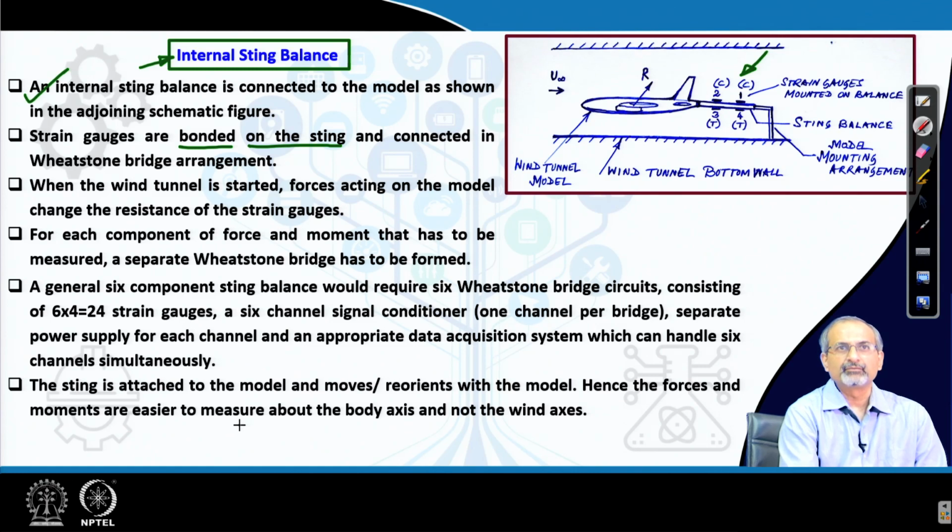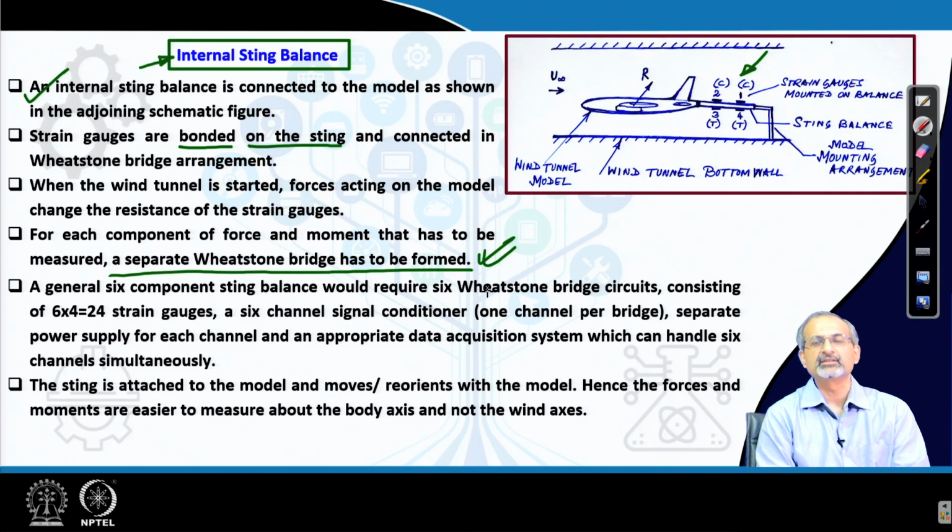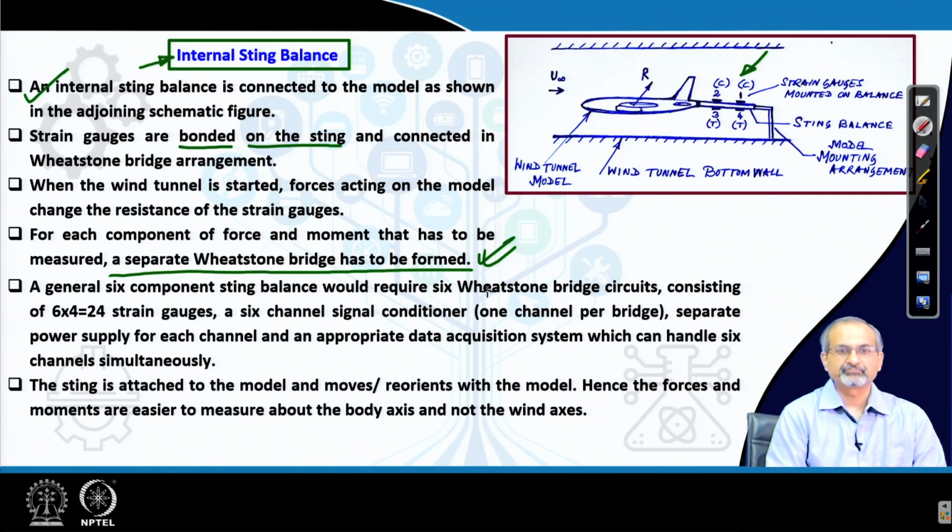When the wind tunnel is started, the forces acting on the model change the resistance of the strain gauges, and for each component of force and moment that has to be measured, a separate Wheatstone bridge has to be formed. This is a very important point. Depending on how many components of forces and moments you are trying to measure using the balance, you should have an equal number of Wheatstone bridges configured using your sting balance.